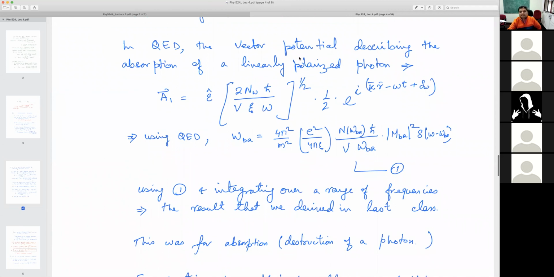But for now, we can think that in QED, the vector potential, which describes the absorption of a linearly polarized photon, the A vector potential, is given by this expression, which is the polarization of light times 2 times n omega, where n omega is the number of photons, times h bar, divided by V, where V is the volume in which we are doing the experiment, epsilon 0, omega, the frequency of the absorbed photon, and this half factor.